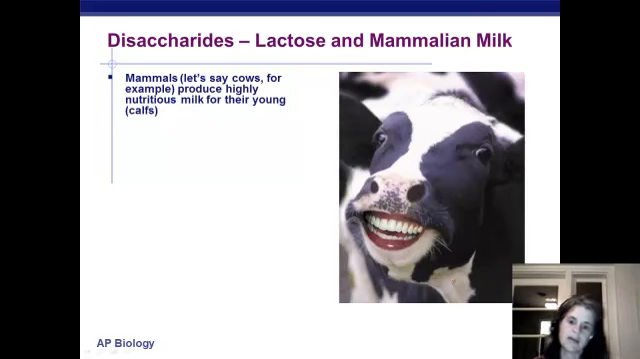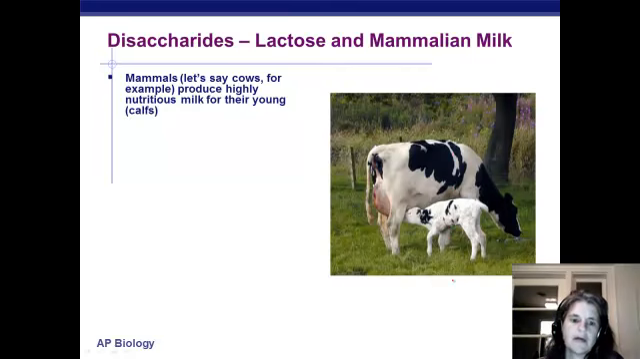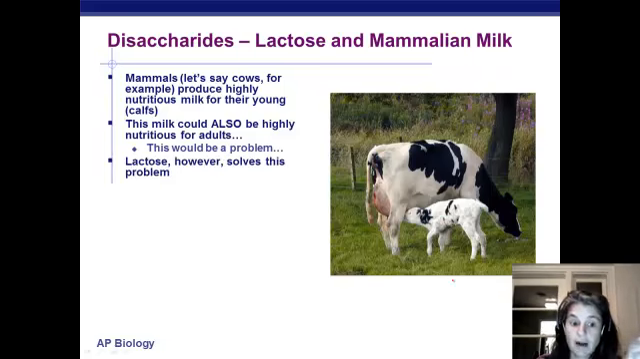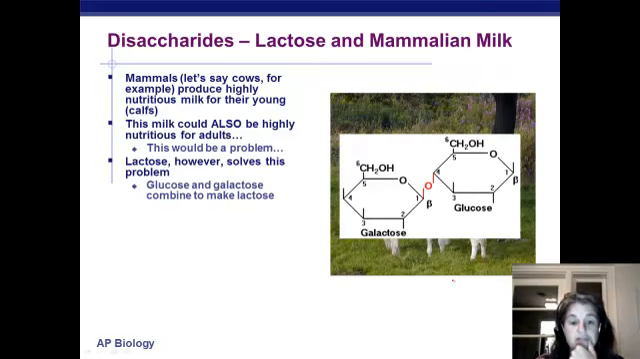Lactose is a similar thing in mammals. That's just a disturbing picture. But in mammalian milk, cows produce highly nutritious milk for their little baby calves, but this milk would be highly nutritious for anything. It would be highly nutritious for the adults as well. And this could be a problem if this was still nutritious for adults. You might have adult cattle trying to get this resource that the young really need in order to help them grow. The lactose solves this problem.